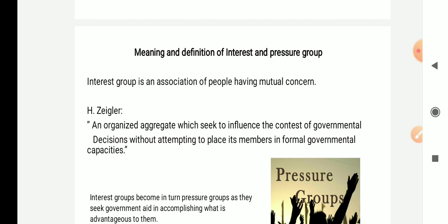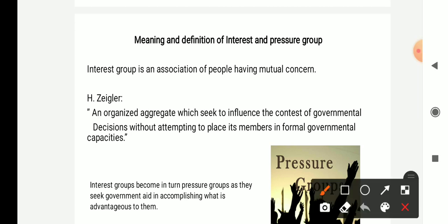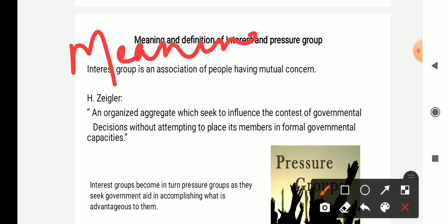And these groups are either interest groups or pressure groups. So let us do this chapter, meaning and definition of interest and pressure groups. First of all, meaning of pressure groups. Let me write meaning of pressure groups.